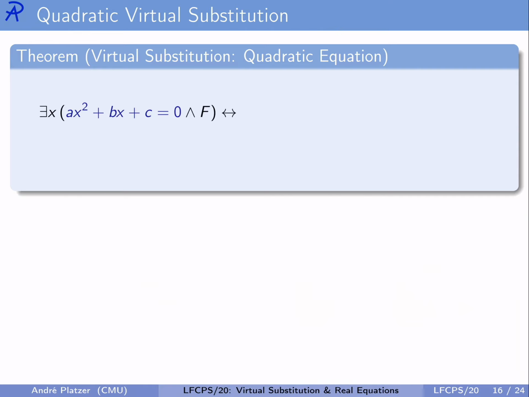For the quadratic equation case, the question, is there an x such that ax squared plus bx plus c equals 0, and f is true, can also be rewritten equivalently, sort of in a similar style. How do we do that? Well, again, if a conjunction is true, both of the conjuncts need to be true, and in particular the left-hand side conjunct is only true because it's an equation for, well, the solutions of this particular quadratic equation. What's the solution of this quadratic equation? ax squared plus bx plus c.